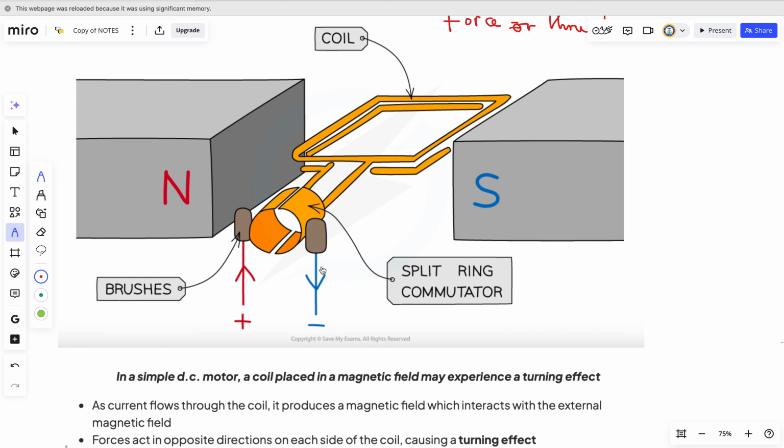At that point, there will be no current flowing. Only the torque will keep the rotation going, till it reverses the direction. We're going to talk about that. Then these are carbon brushes to protect us from touching any of this conductor.